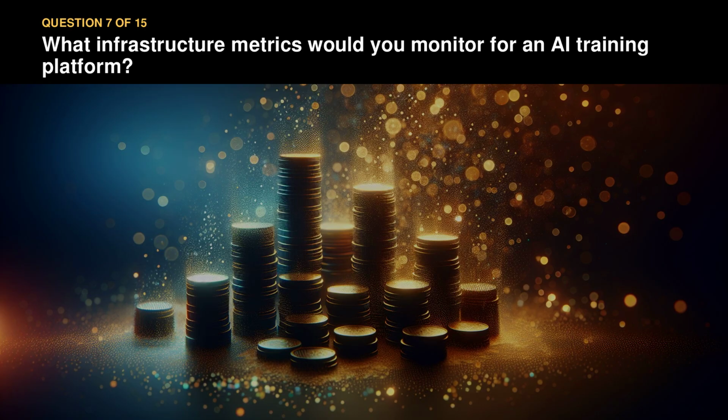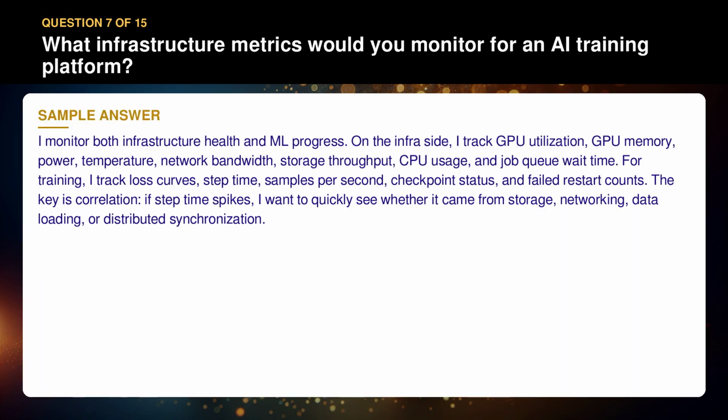Question 7. What infrastructure metrics would you monitor for an AI training platform? I monitor both infrastructure health and ML progress. On the infra side, I track GPU utilization, GPU memory, power, temperature, network bandwidth, storage throughput, CPU usage, and job queue wait time. For training, I track loss curves, step time, samples per second, checkpoint status, and failed restart counts.